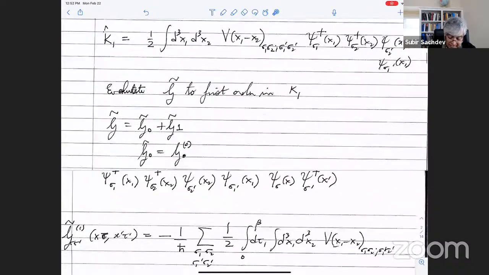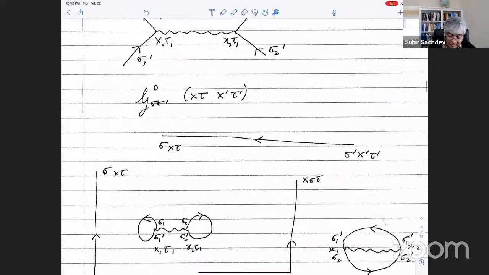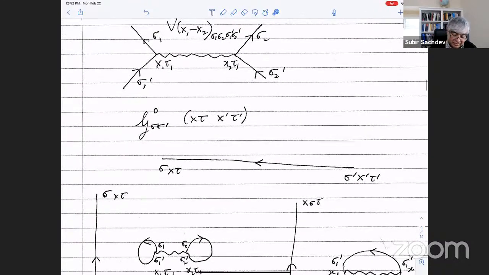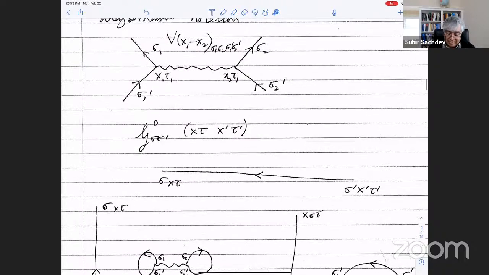Okay, then the Green's function we'll represent by a line. So this is G0, which is the bare Green's function in the H0. It's a line going from here to here, sort of this way, from X prime to X tau. Okay, so that's the picture.